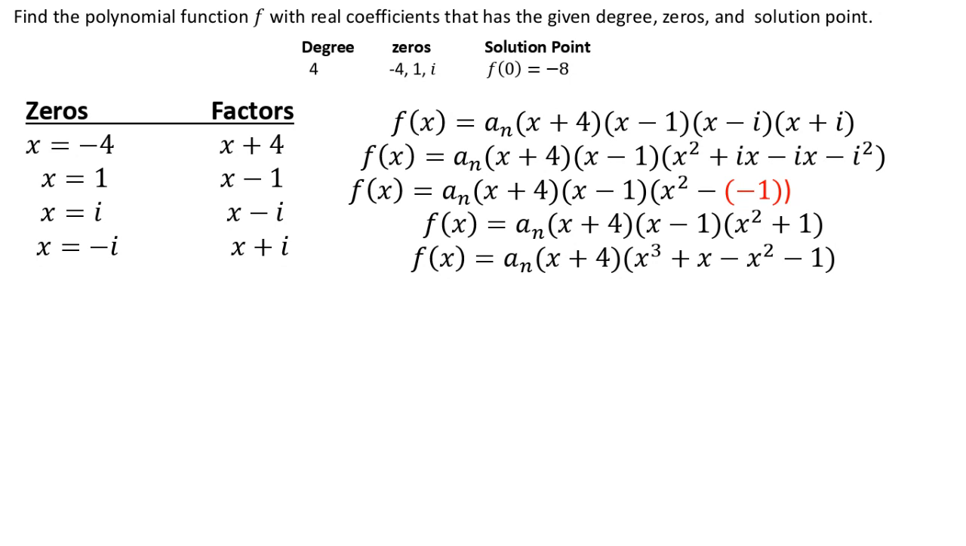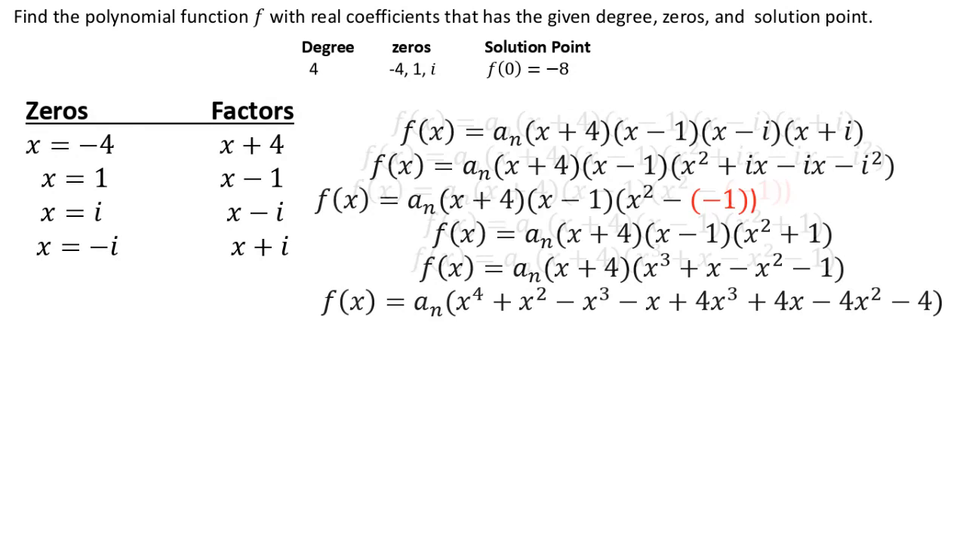X times the 1 is x. Now the -1. -1 times x squared is negative x squared. -1 times a positive 1 is going to give us a -1. Awesome. Now the last term, the x plus 4.